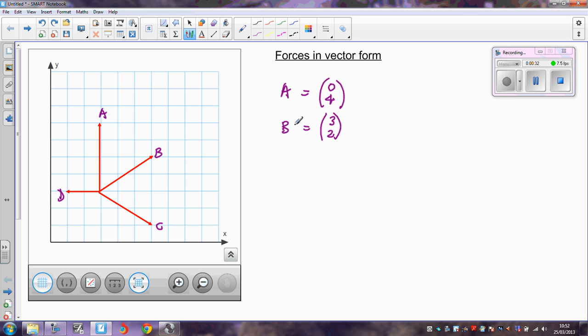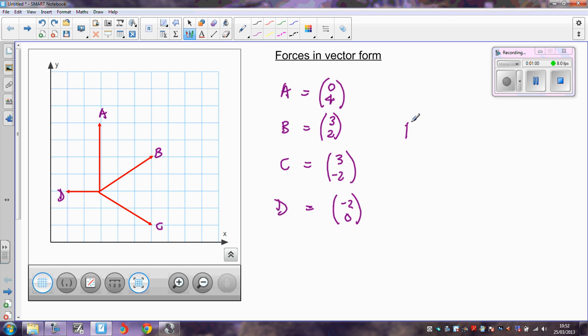The magnitude of force B then would just be, by Pythagoras, the square root of 3 squared plus 2 squared. Anyway, force C has the column vector (3, -2), and force D has column vector (-2, 0). And you can see quite clearly there, all that means is that force D is a force of 2 newtons to the left, in other words, in the negative x direction.